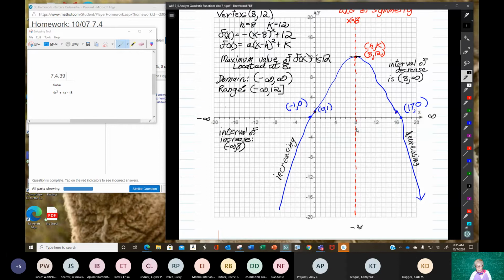Now, the x-intercepts, I'm sure I'll think of something I forgot to write, and then I'll just go back. The x-intercepts are negative 1, 0 and 17, 0. The zeros of f of x are negative 1 and 17. And the y-intercept is 0, 1.